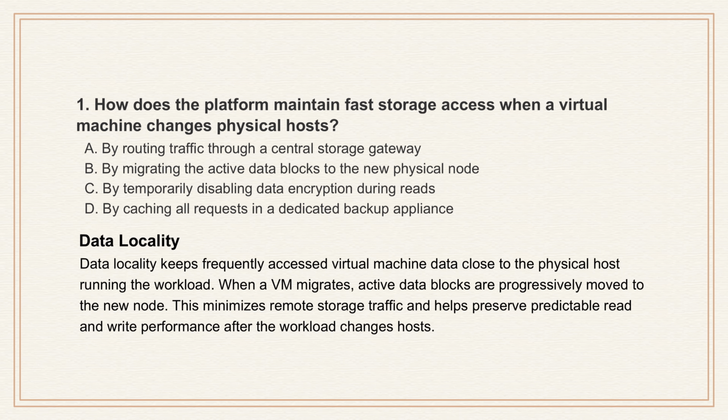Let's do it. So let's test that architecture with question 1. How does the platform maintain fast storage access when a virtual machine changes physical hosts? The correct answer is B. This gets right to the heart of data locality. The platform's hypervisor actively works to keep a virtual machine's frequently accessed data physically local to the node that's running it. Yeah, so when a VM migrates to a new host, the system doesn't just leave the data behind. It gradually migrates those active data blocks over to the new physical node. Right. This maintains low latency access, bypassing the need to constantly traverse the network to, like, a central storage bottleneck.